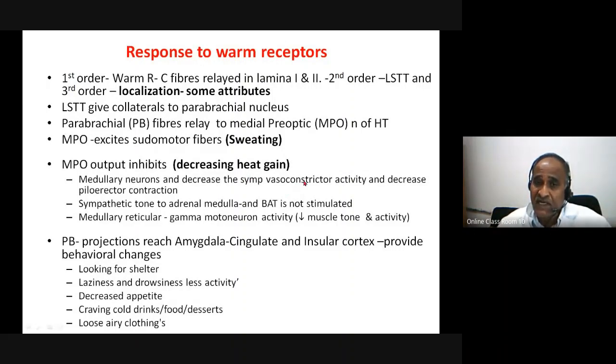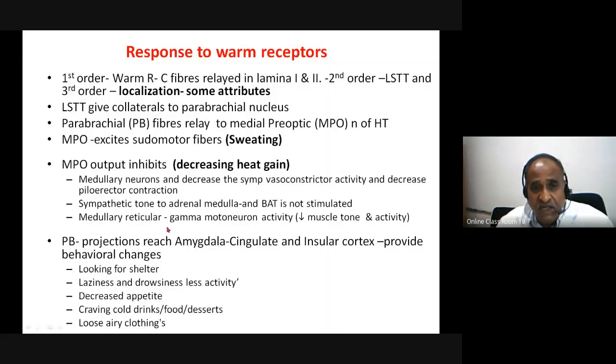There should be vasodilatation. Then sympathetic tone to the adrenal medulla is decreased because it inhibits here, and sympathetic activity otherwise increases the overall metabolism. In addition, it increases the metabolism in the brown adipose tissue, that is, beta oxidation of the lipids. So that beta oxidation in brown adipose tissue is enhanced by adrenaline, which is not stimulated here.